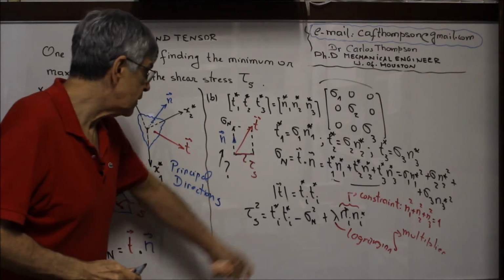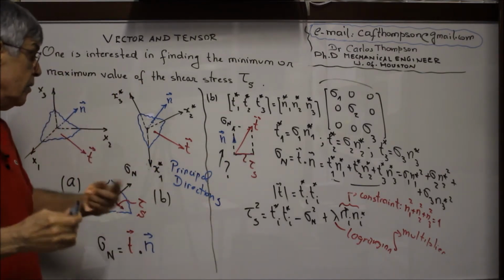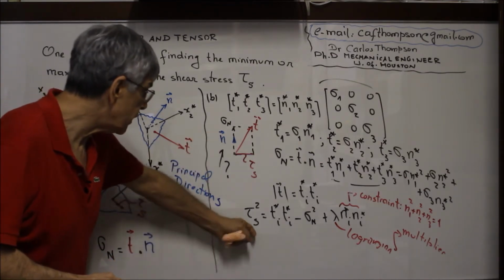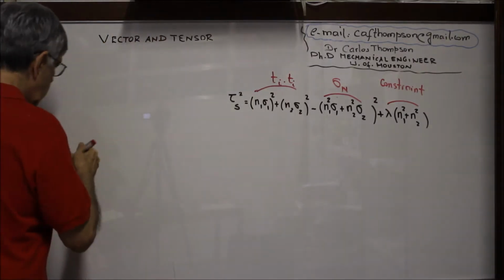So let's find out which n exists such that tau s will be a minimum. Okay, let's go back to work.